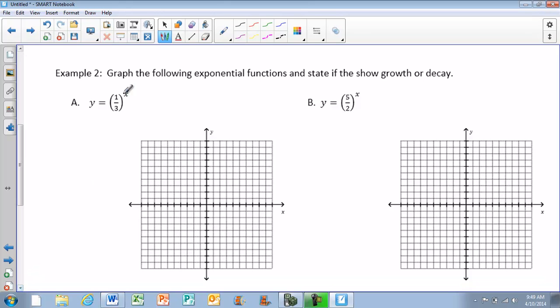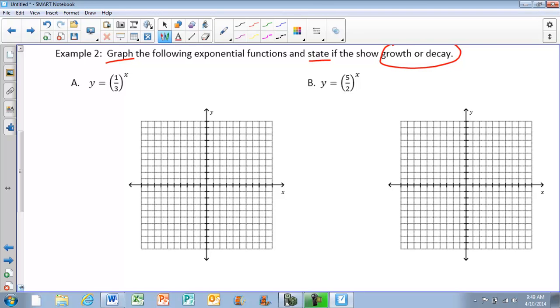What they're asking you to do in example 2 is graph the following exponential function and state if there's growth or decay. This is where those previous notes we just did will come in handy. Okay, for A, y equals (1/3)^x. To graph an exponential function, you can do this in your calculator, but we want you to practice doing it in the table first. So make 5 points, -2, -1, 0, 1, 2, just like we did in the other example. And you're going to plug these x's in 5 times to find your y.